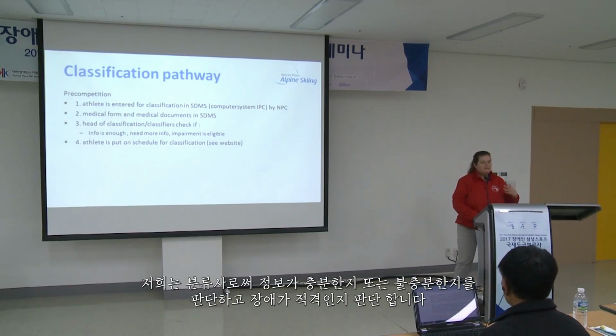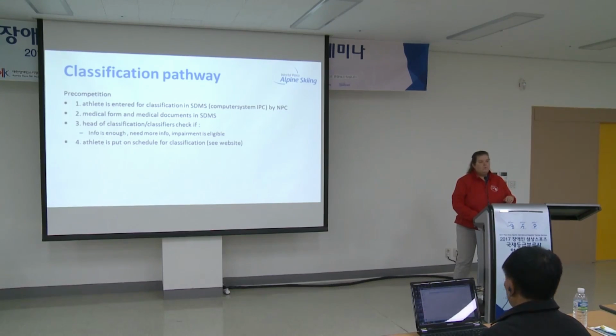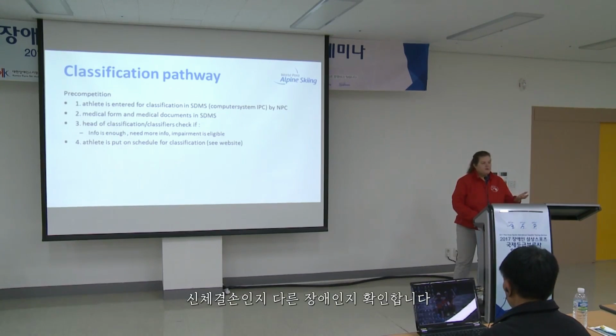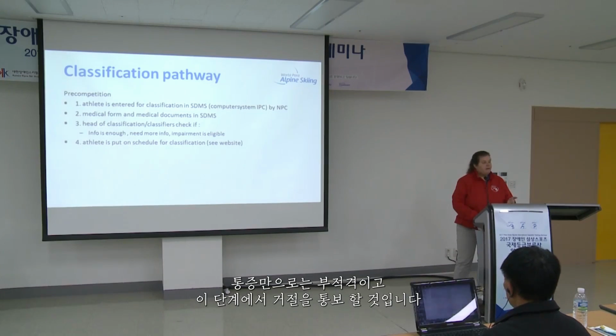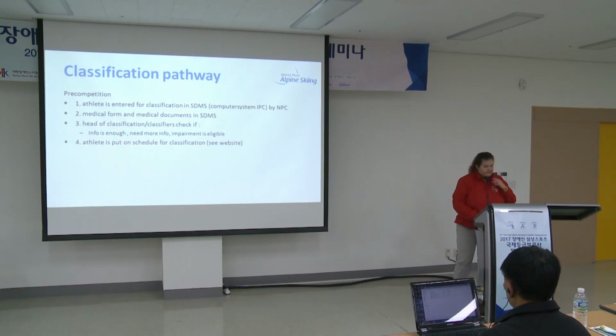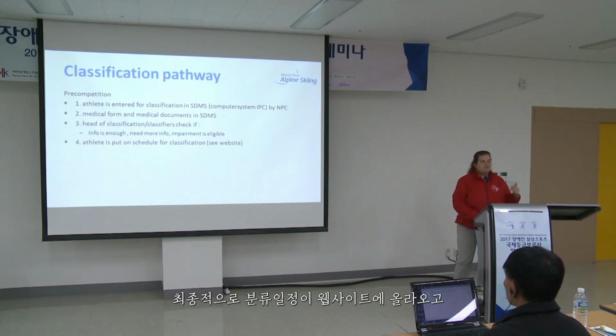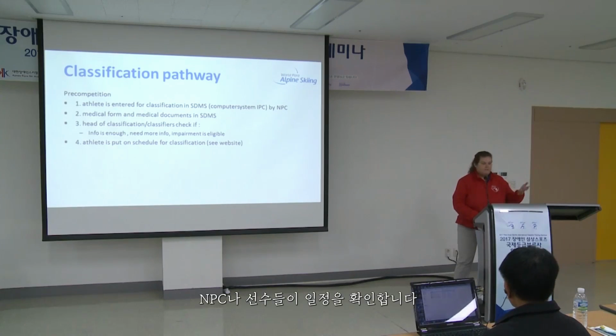Then we check as classifiers if we have enough information or we need more information, and if the impairment is eligible. So if it is an amputation or something else. Or perhaps when someone says it's only pain, then we already say, sorry, it's a non-eligible impairment. When it's okay, he's put on the schedule for the classification, and we can find it on the website. And also the NPC and the athlete can find it on the website.